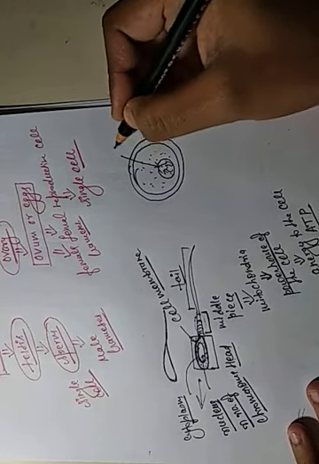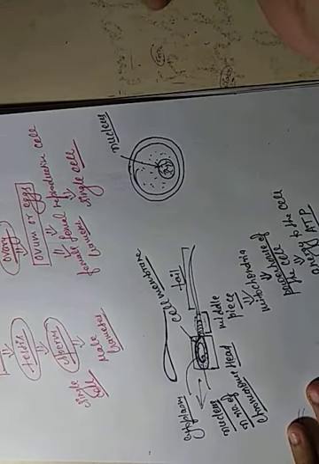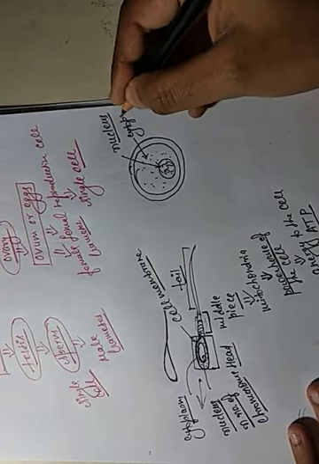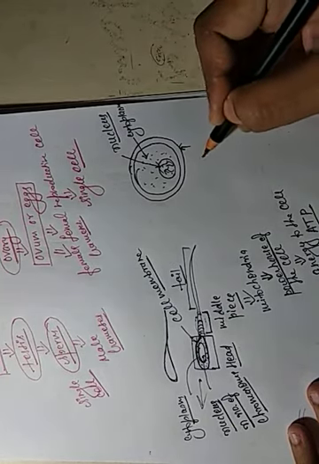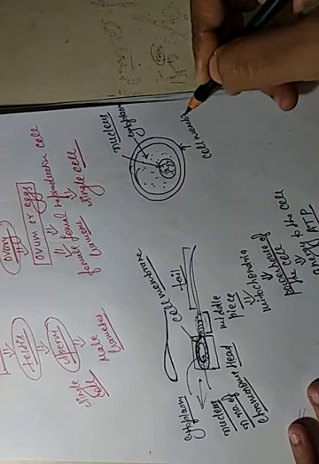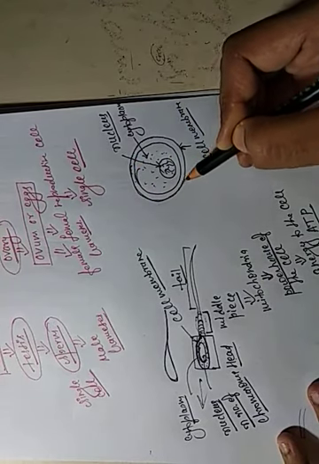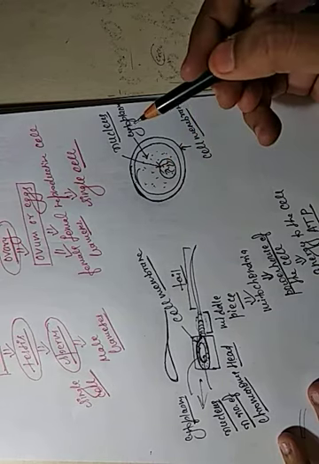This structure is the nucleus, which contains chromosomes, the genetic material for the transfer of genes from one generation to another. This is the cytoplasm, and the outer layer is the cell membrane, which protects it from damage.